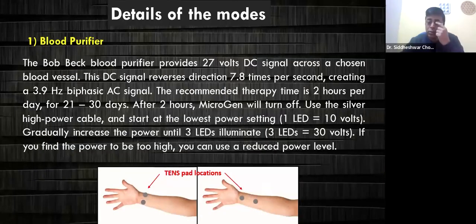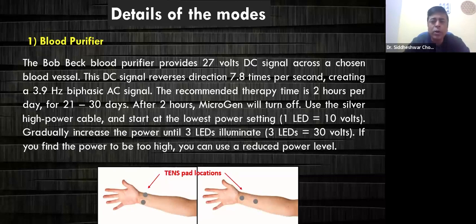Okay. So technical details of different modes of the HeaWea MicroGen. So the first mode, which is a very popular mode and my favorite mode, one of the favorite modes actually, is blood purifier mode. And let me tell you, this is based on the Bob Beck blood purifier. So it provides a 27-volt DC signal across a chosen blood vessel, right?